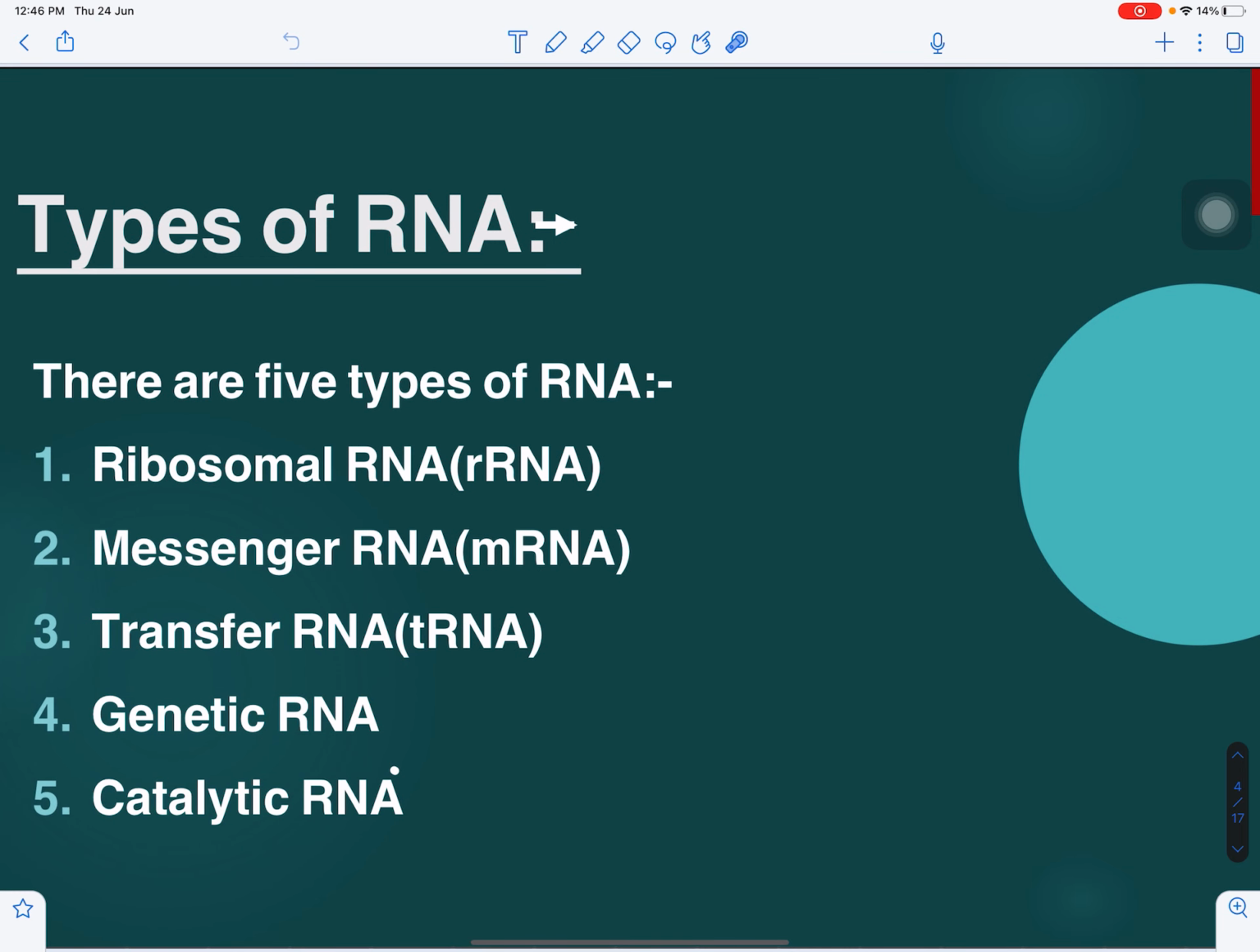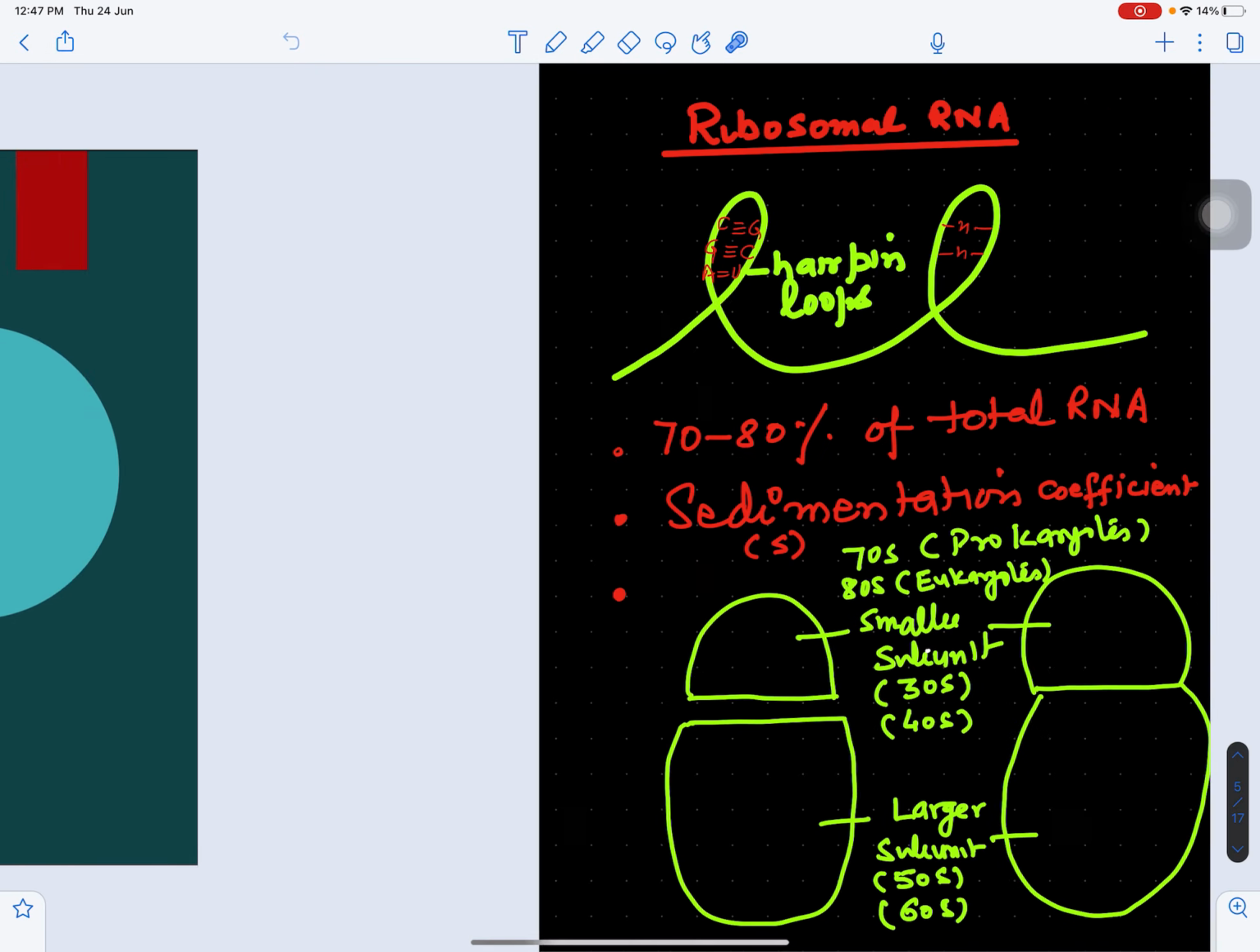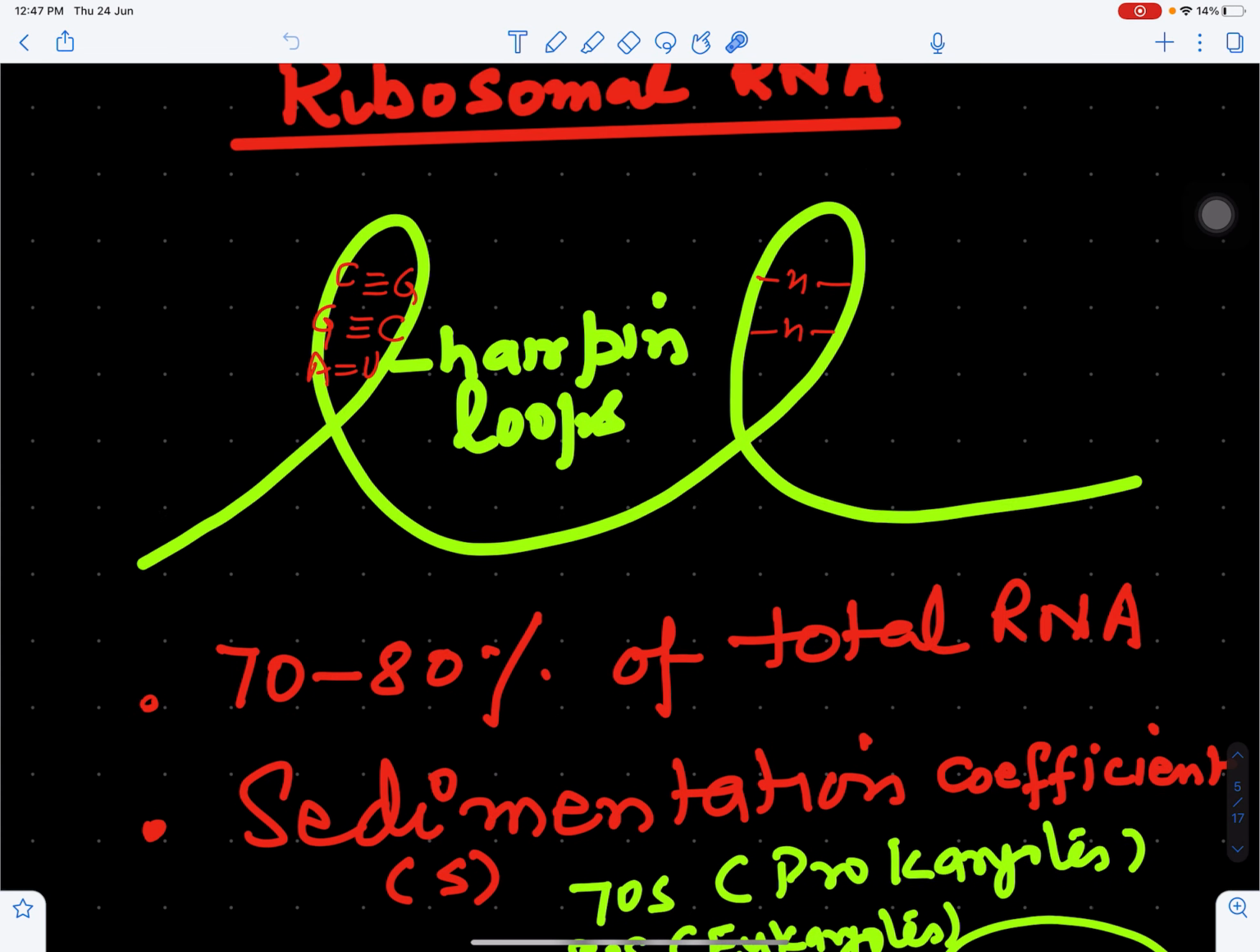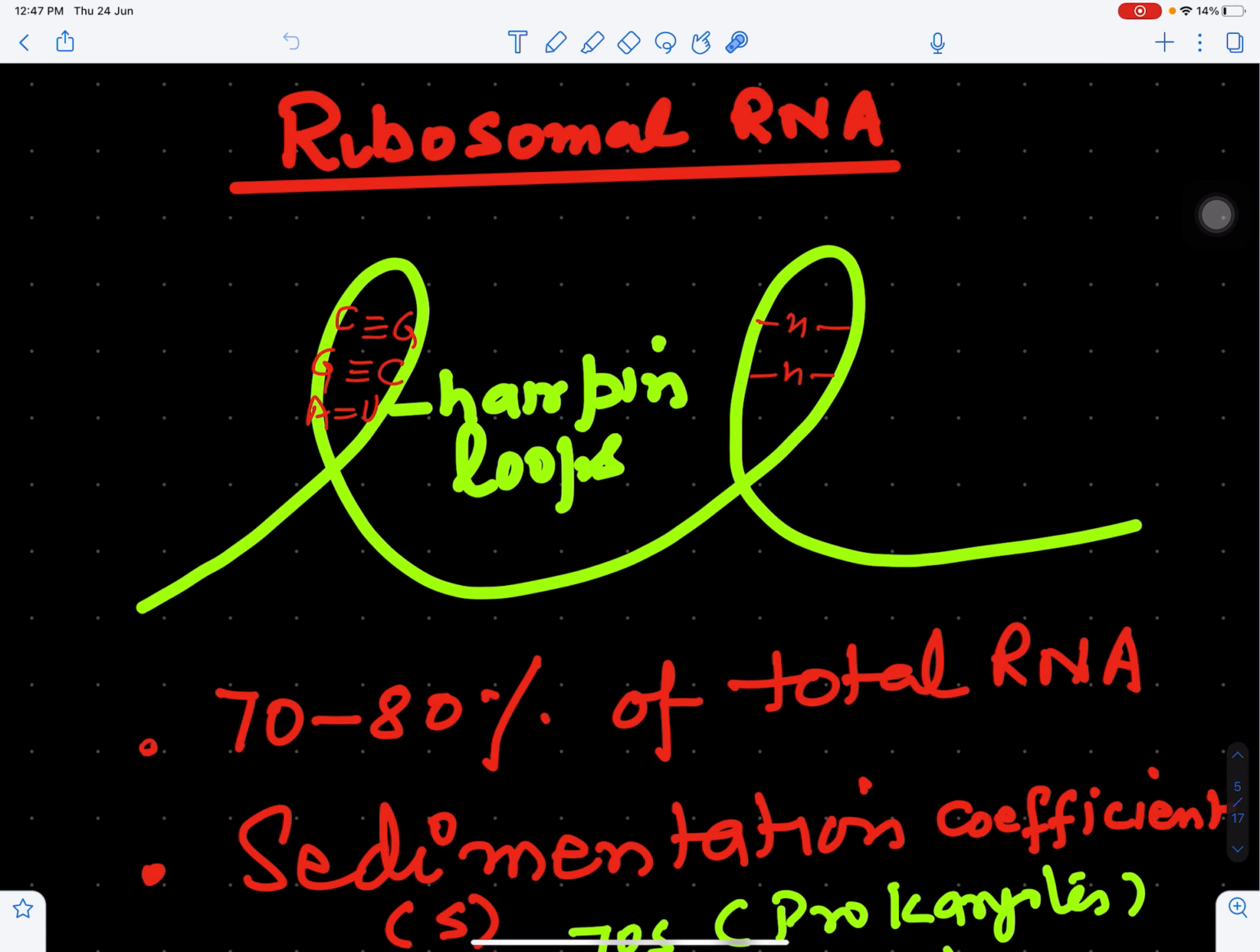So types of RNA, there are 5 types of RNA: ribosomal RNA, messenger RNA, transfer RNA, genetic RNA and catalytic RNA. One by one we will discuss all the RNAs. First we will discuss ribosomal RNA. To know about the ribosomal RNA, we should know certain terms.